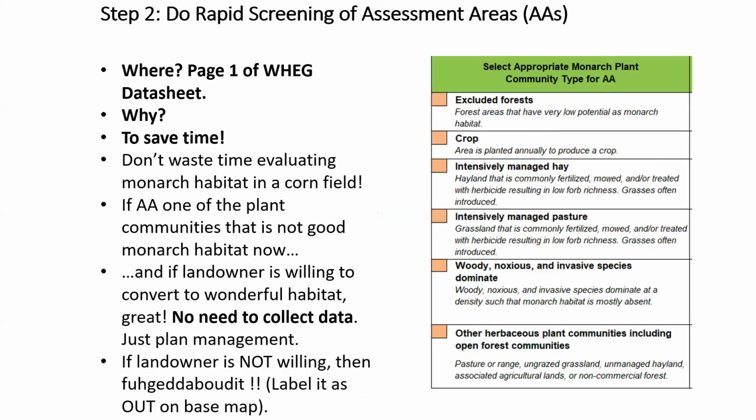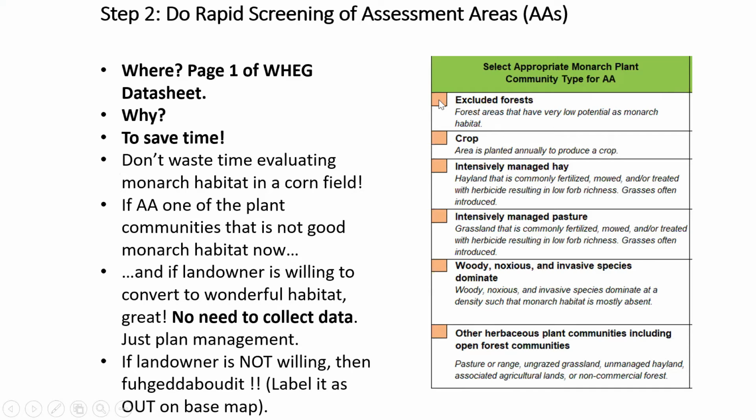And then step 2 is to do a rapid screening. The rapid screening is on page 1 of the data sheet, and it looks like this. Gotta remember not to click. We do this rapid screening, of course, to save time. We don't want you to waste time evaluating monarch habitat in a cornfield. So you take this out in the field with you, or even, actually, you could skip going to the field.